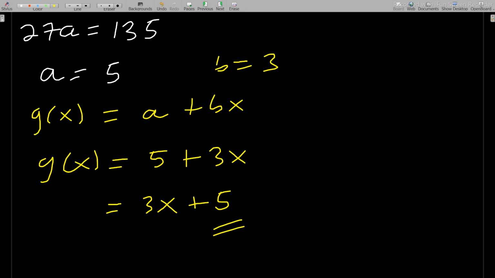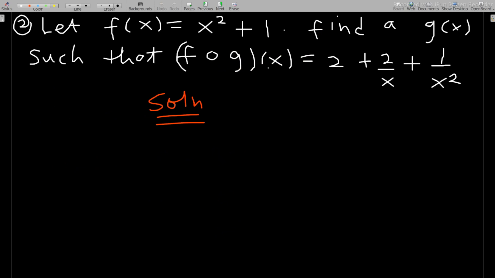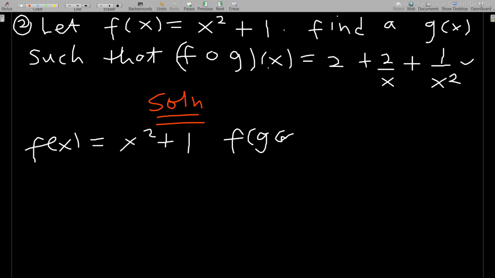So let's take a similar question and see. Now with this, we have f of x equal to x squared plus 1, and f of g of x equal to this. So you know f of x is equal to x squared plus 1. Now f of g of x, this one is 2 plus 2 over x plus 1 over x squared. So with this, what we can do is compare them. Let's try to write f of g of x as a linear form, because with this fractional form we'll get a problem.